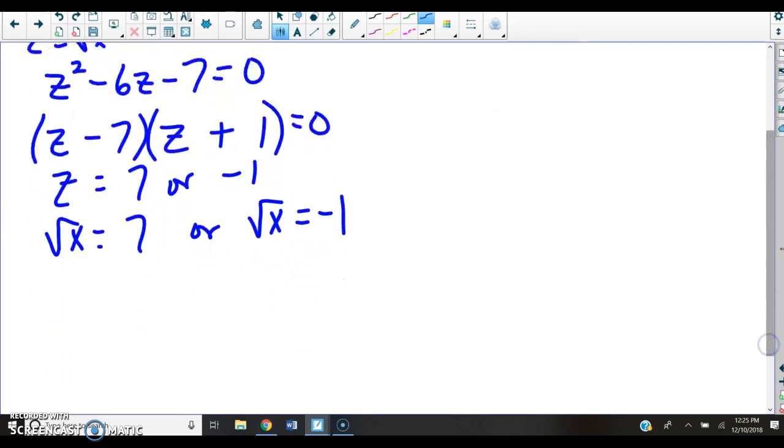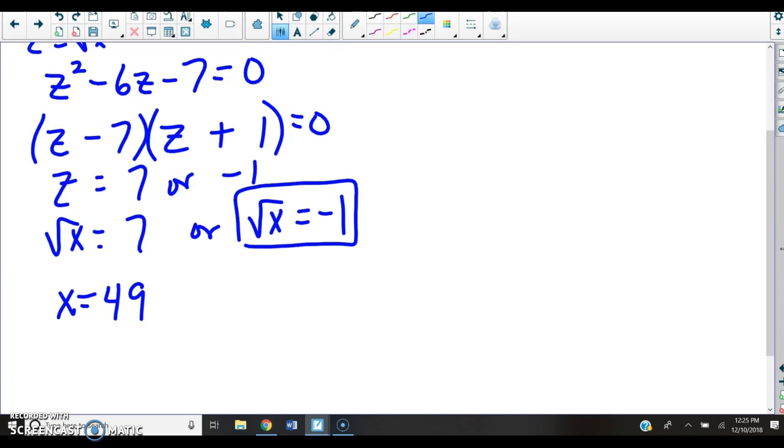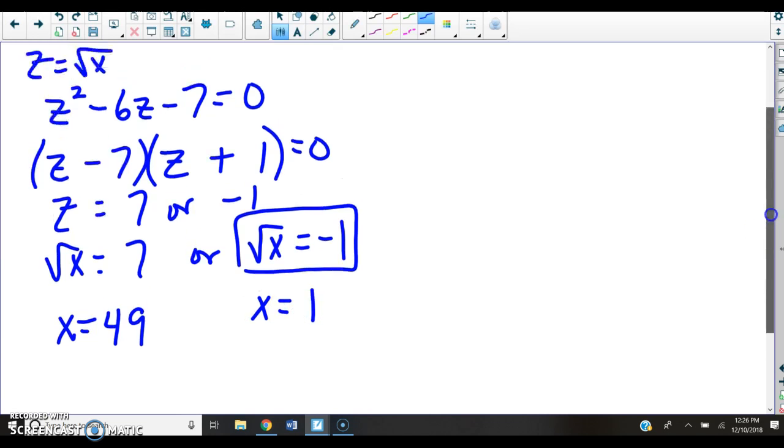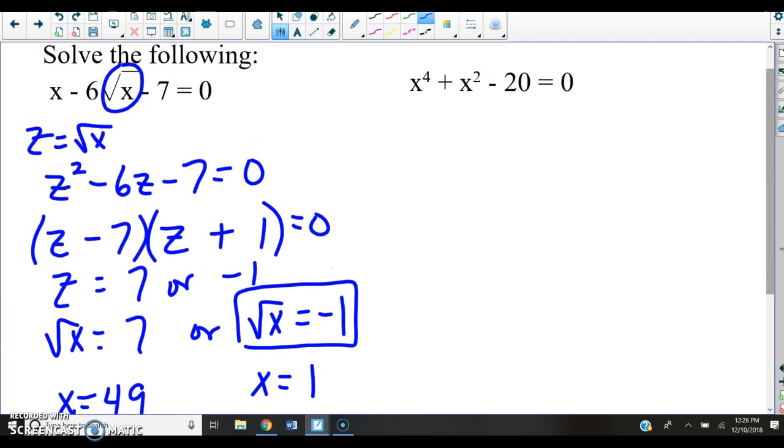Right, now we've got to be careful. When we square both sides here, we will get x equals 49. But here, when you square both sides, first of all, you've got to realize the square root can never be negative. But if you square both sides and get x equals 1, that would be a great time to go back and say, can that be? Because then, when you substitute 1 in for x, you're going to have 1 minus 6 times the square root of 1 minus 7. Sorry, that doesn't equal 0. This would be extraneous. You have an extra solution that does not give you a solution.